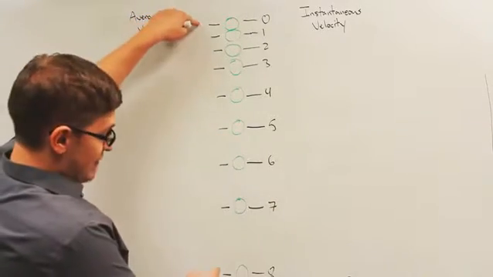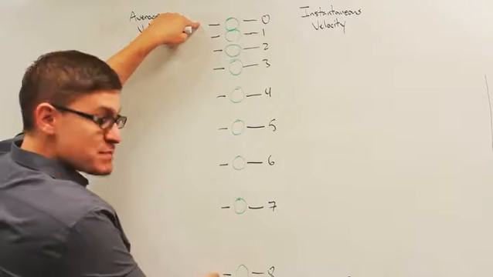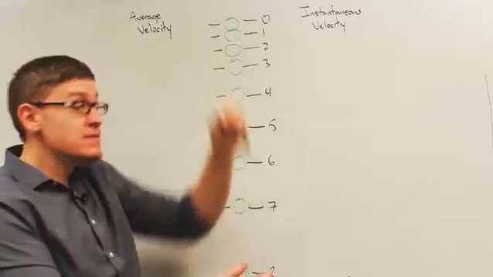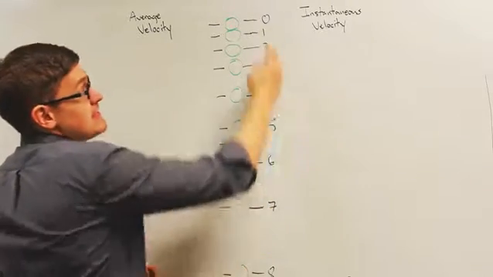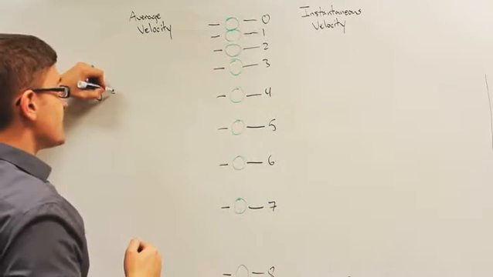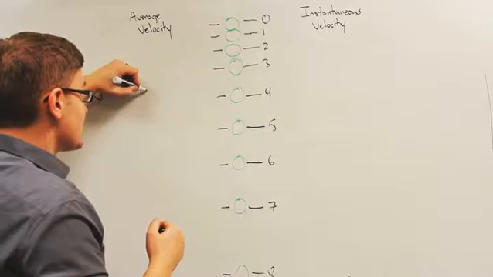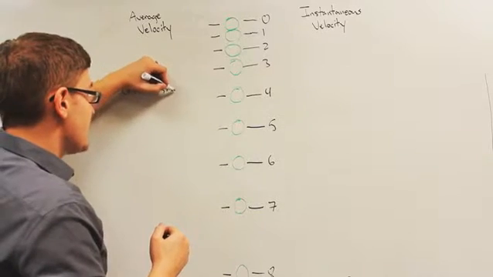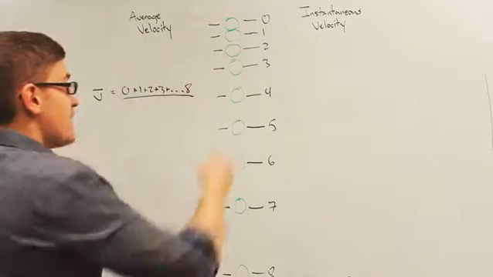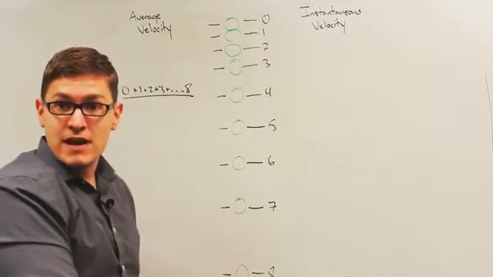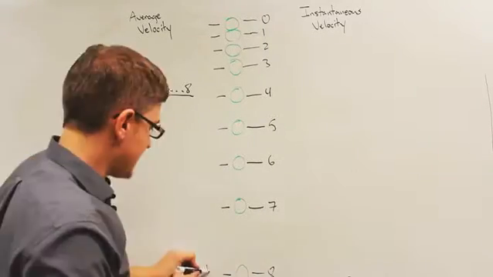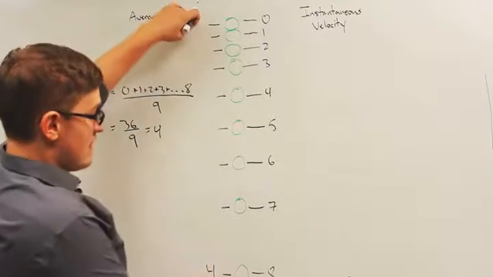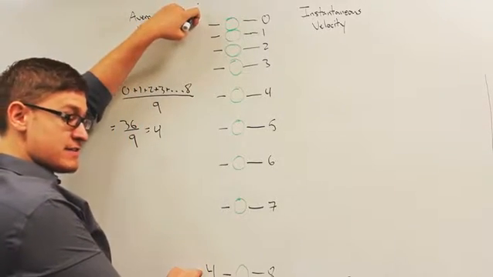If we want to know the average velocity of the ball at this point right here, the way we can do that is to add up all these different velocities and then divide by the number of them. This is going to equal 0 plus 1 plus 2 plus 3 plus all the way up to 8, divided by the total number of velocities that we actually have added up, a total number of 9. If you do this calculation, the average velocity of the ball as it falls at this point is 4.